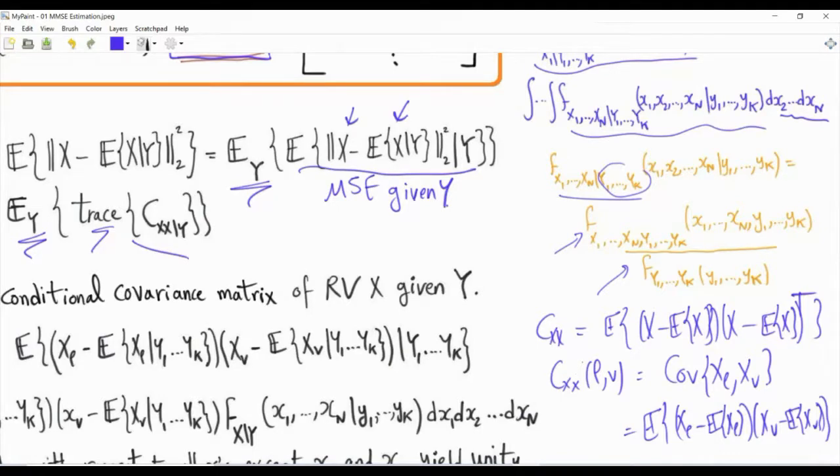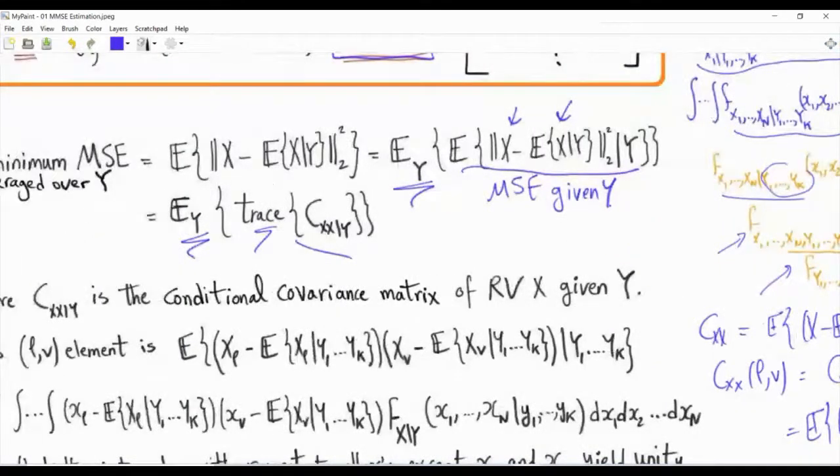Again, if you have a random vector, you can take each two random variables inside the random vector and compute their covariance. And the covariance of a random variable with itself is its variance. Then you can put these in a matrix, and this will be the covariance matrix. But here you are doing everything using the distribution of x. But this is Cxx given y, which means that whenever you need a distribution for your computation, use the conditional distribution of x given y.